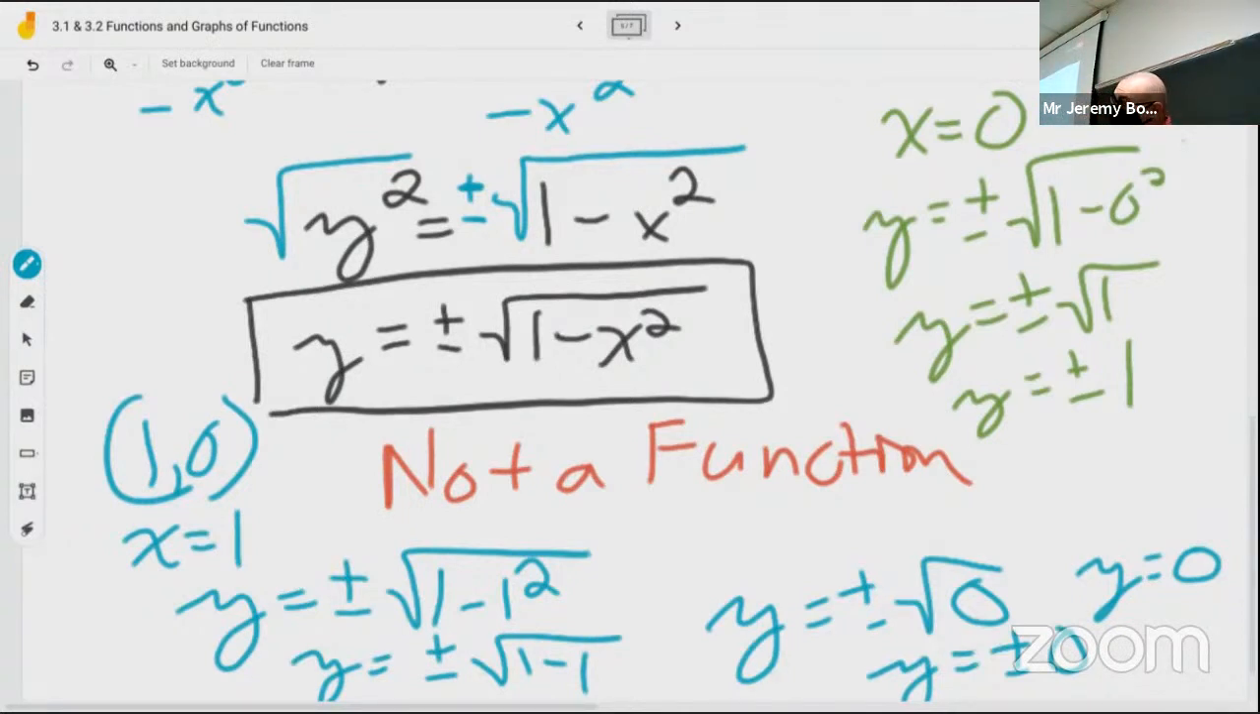The other thing you can do, if you just can't figure this out for one of them, is to graph it, right? Graph it. If it fails the vertical line test, it's not a function. That's the other way that you can do it. Any questions on that?